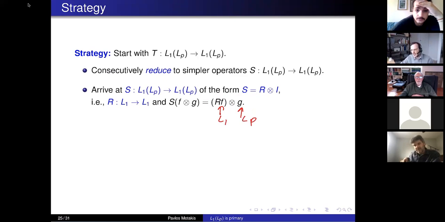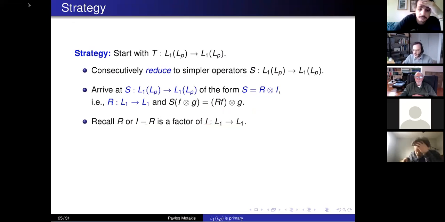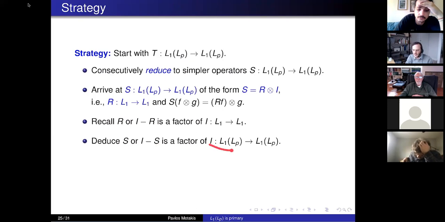Once you have done this after a lot of work, you recall that R is defined on L1, and on L1 I already proved that either R or the identity minus R is a factor of the identity on L1. And then by a standard tensor argument, it follows that S or I minus S is a factor of the identity on L1 of LP. And therefore, L1 is primary. This is because we reduced to this operator for which we could show that S or the identity minus S is a factor of the identity. And I swept this under the rug, but this space L1 of LP also satisfies this accordion property.